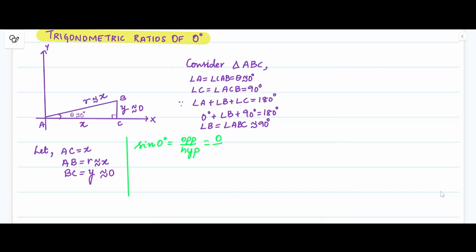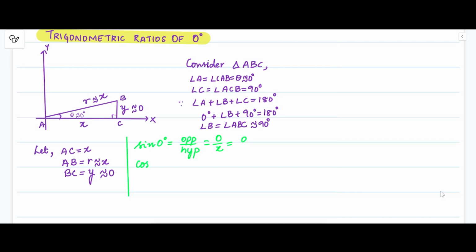Hypotenuse side of the triangle is the side of the triangle which is opposite to 90 degrees. So it will be this side AB. It is the side of the triangle which is opposite to our angle which is 90 degrees, which is AB, and it is having the value almost equal to x. We have 0 divided by x. So this will be equal to 0. That is because x into 0 is 0.